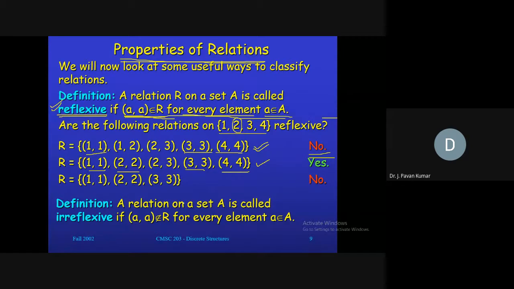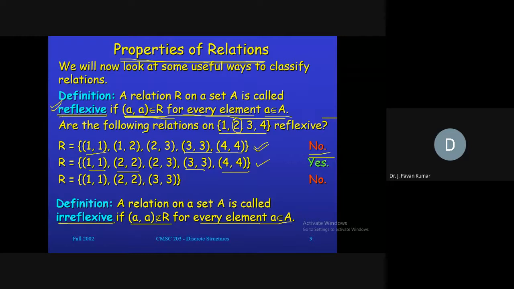Next, consider another property of relations. A relation R on a set A is called irreflexive if (a, a) does not belong to R for every element a belonging to A. For every element, (a, a) should not belong to R. Then we can consider it an irreflexive relation.